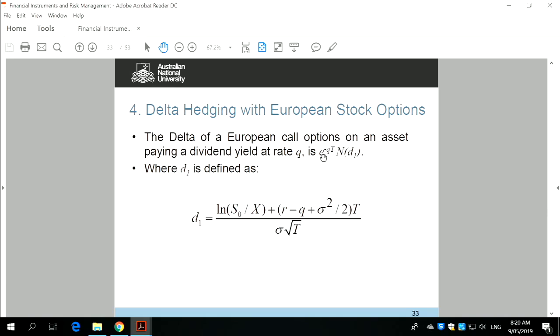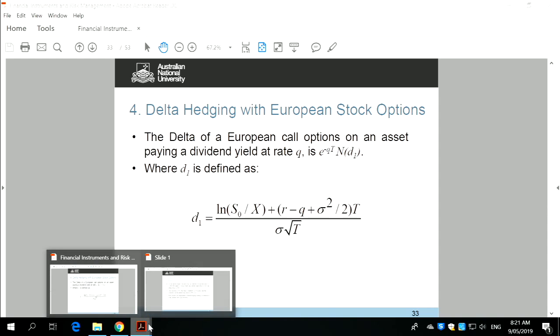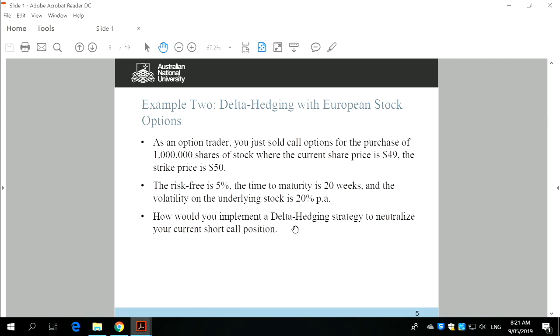So instead of buying N(d1) amount of stock, we can buy an amount that's less than N(d1), which is discounted by the rate of q. Similarly, if you're dealing with options written on foreign currencies, then you need to use the d1 formula for foreign currency. So that's r minus rf here. And instead of buying N(d1) amount of stock, you're buying N(d1) times e to the power of minus rf times T. Okay, let's proceed to our workshop example here.